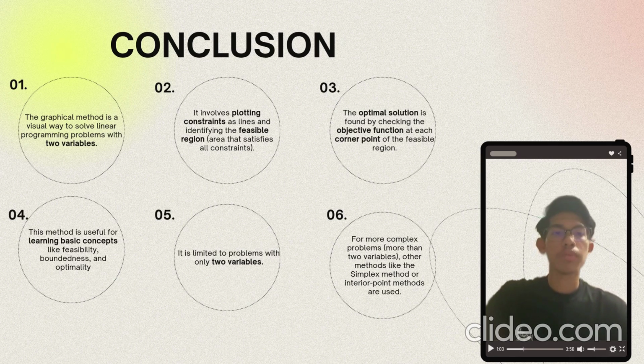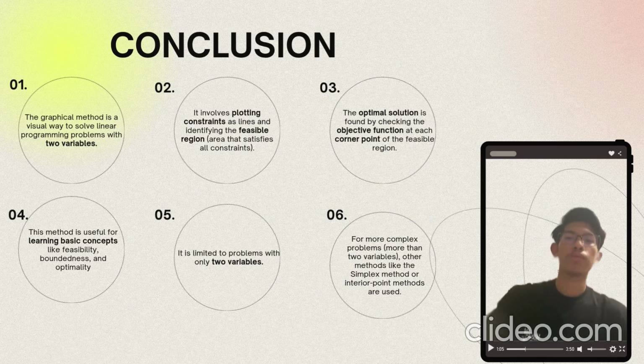Although the method is limited to problems with only two decision variables, it is a powerful educational tool that builds intuition for more advanced techniques. It helps learners grasp the core concepts of feasibility, boundedness, and optimality, which are fundamental in linear programming. For more complex problems involving more than two variables, other methods such as the simplex method or interior point method are used. That's all from us. Thank you.